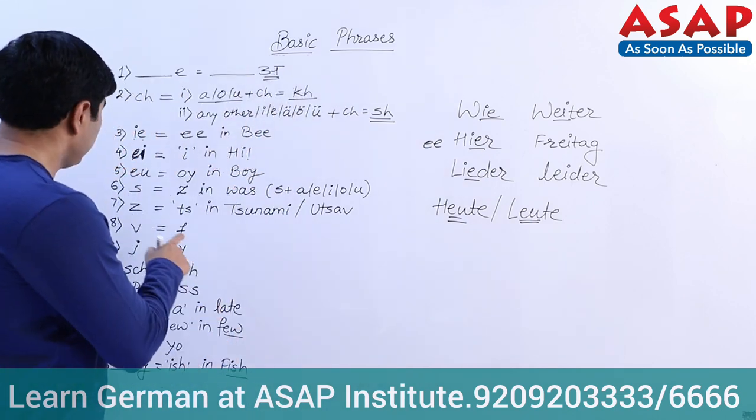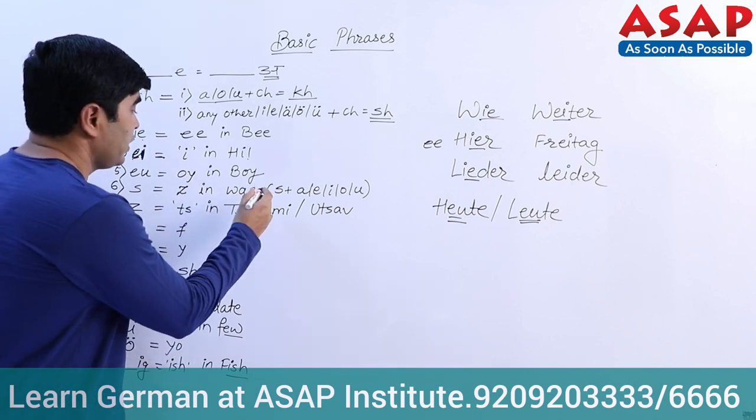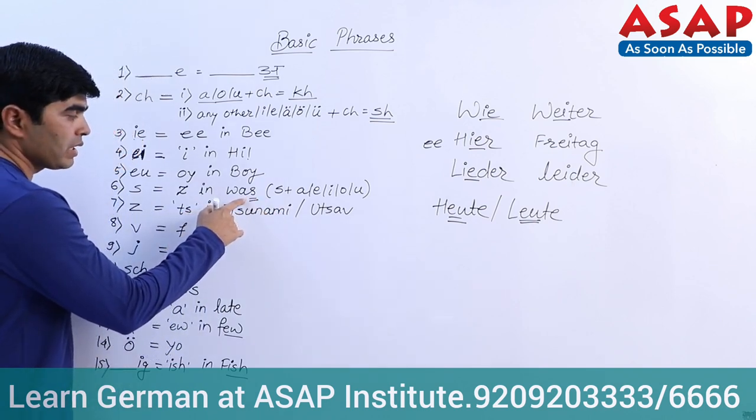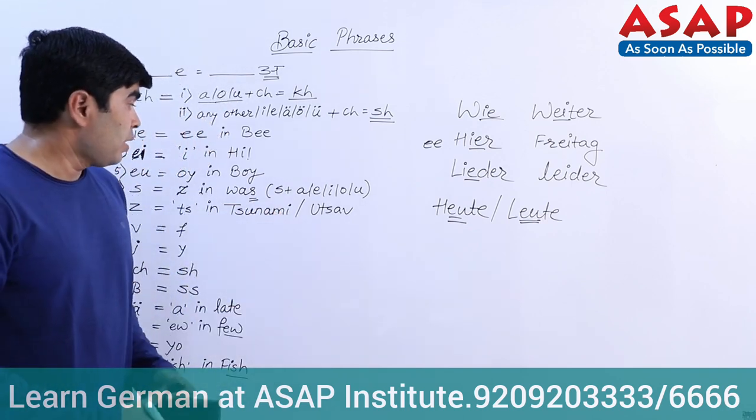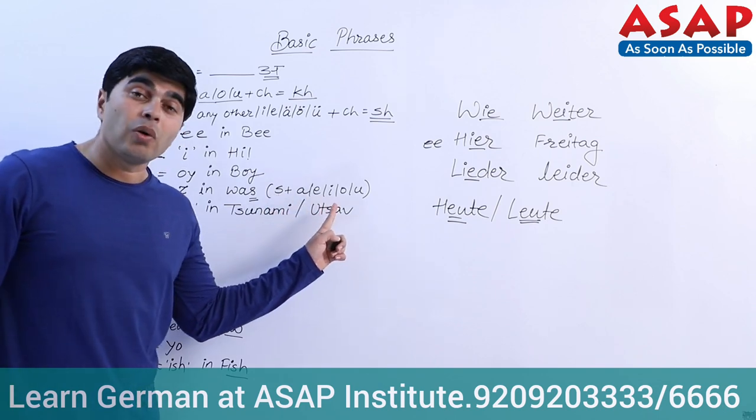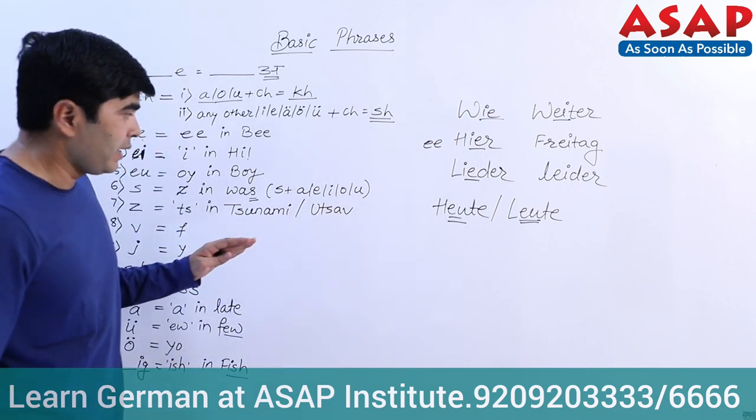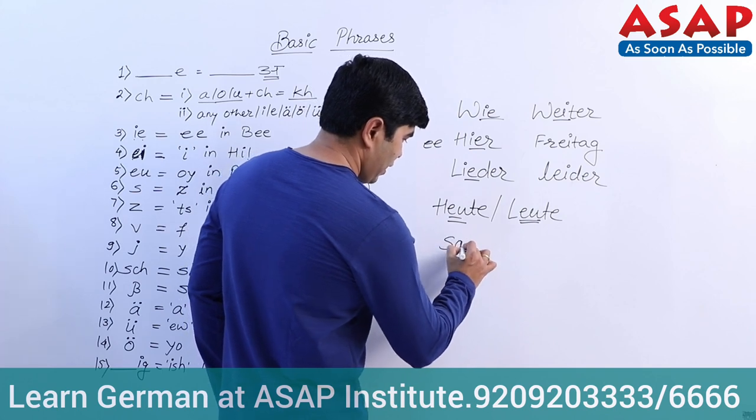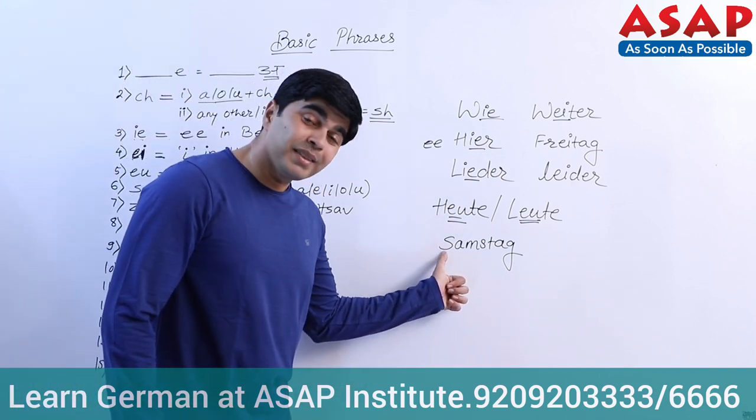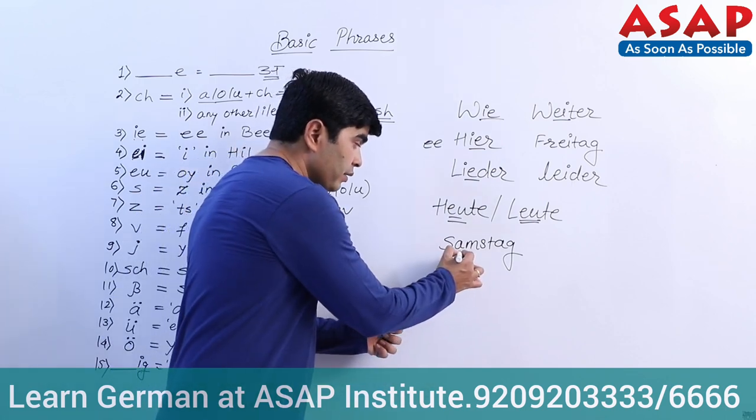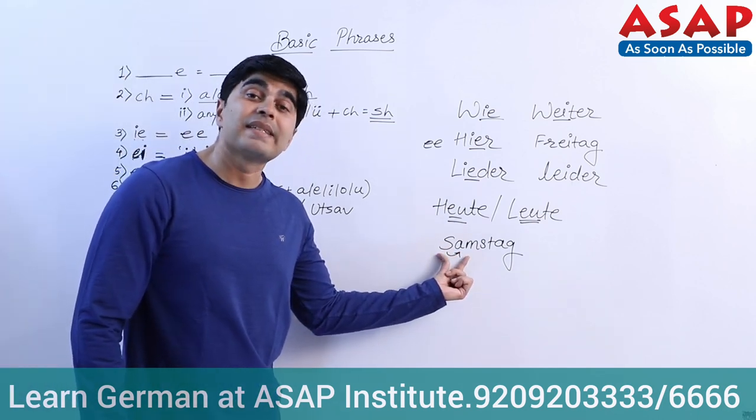And the next one, S is pronounced as a z sound, just like here in was. But the logic is that only if there is a vowel after S is it pronounced as a Z sound, otherwise it is a normal S. Let's see one example. If I write Samstag, this S is pronounced as a Z sound because there is a vowel after S. I have written here S plus vowel.